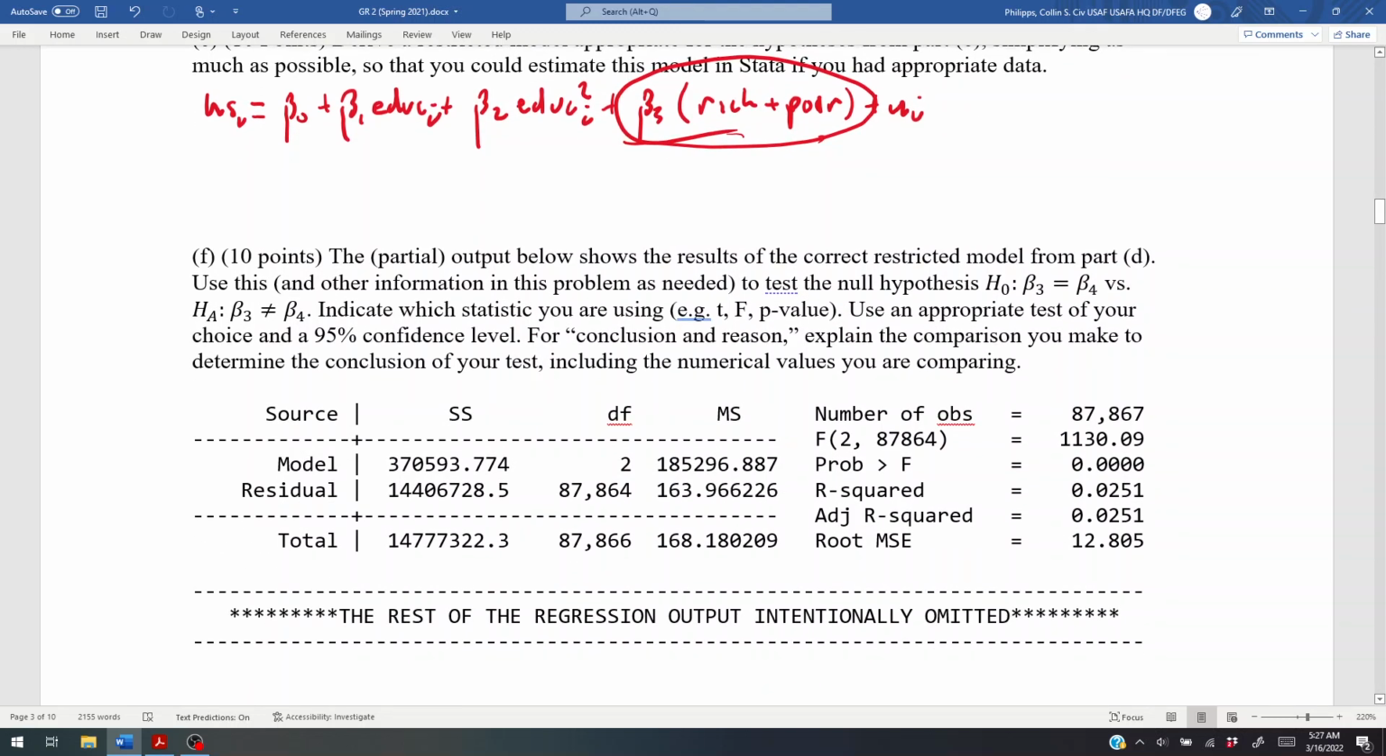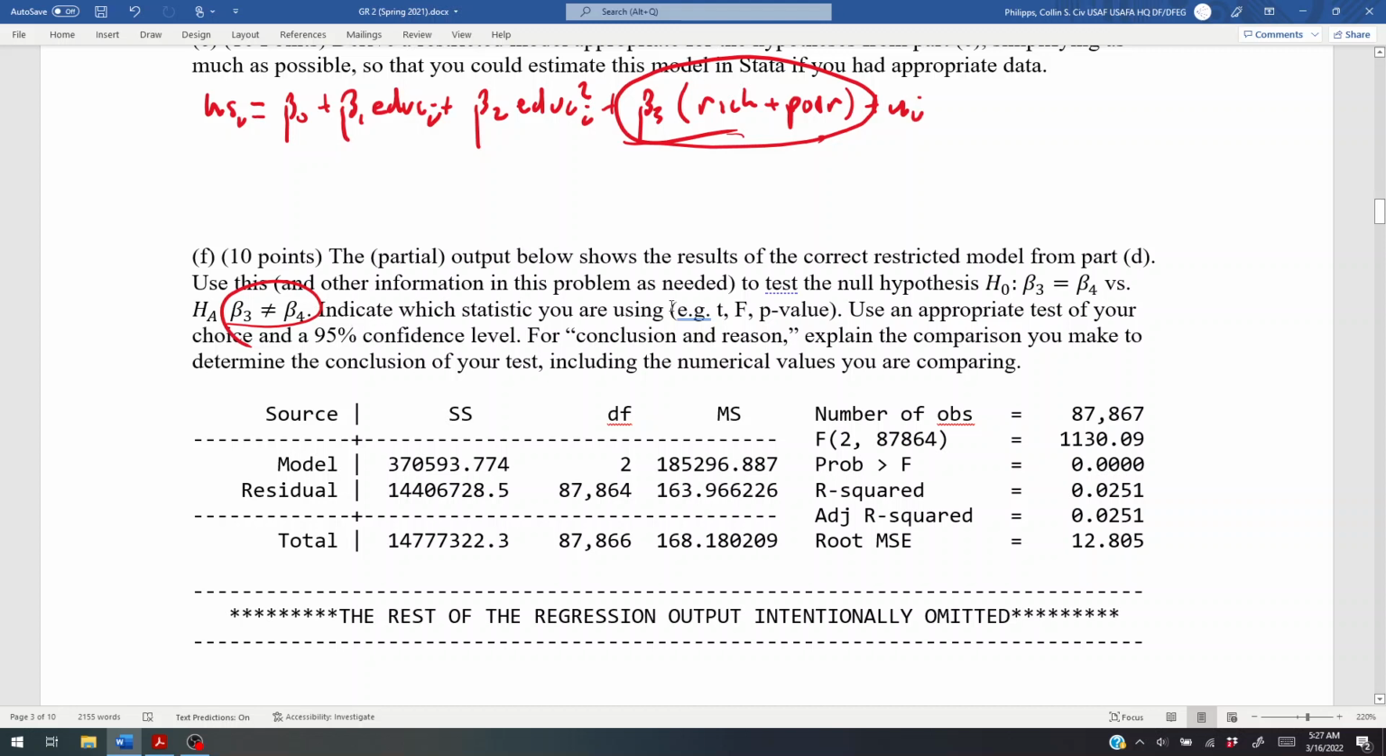The partial output below shows the results of the correct restricted model from part D. Use this and the other information in the problem as needed to test the null hypothesis: beta 3 is equal to beta 4 versus beta 3 is not equal to beta 4. Okay, so here's what we've got. I've got a restricted model. I've got an unrestricted model.